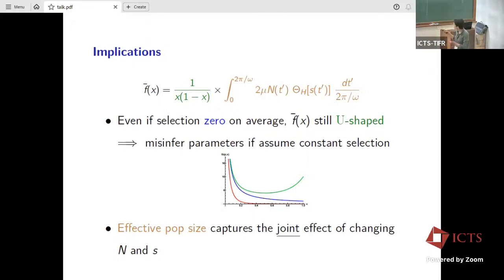Okay, so that's our effective population size, and one can look at it whether it's small, large, and so on. But I will not go into that.